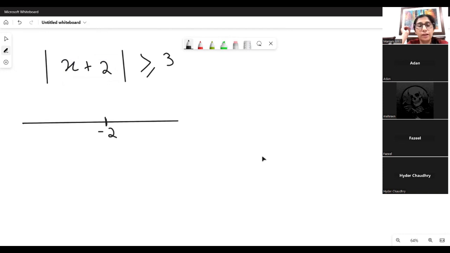So x वो value है जिसका -2 से distance 3 है. So x is going to be 3 units to the right or 3 units to the left, which gives us what? 1. और यहाँ पे क्या आ जाएगा? -5.